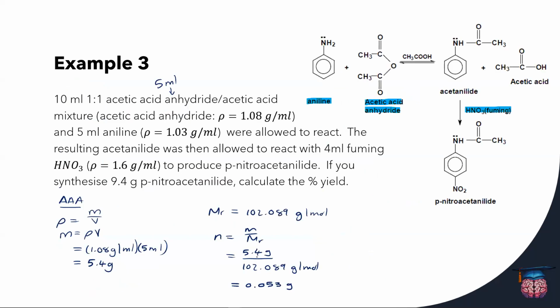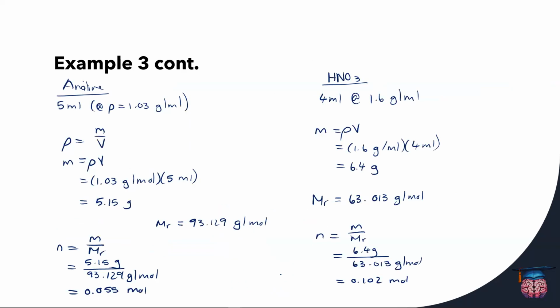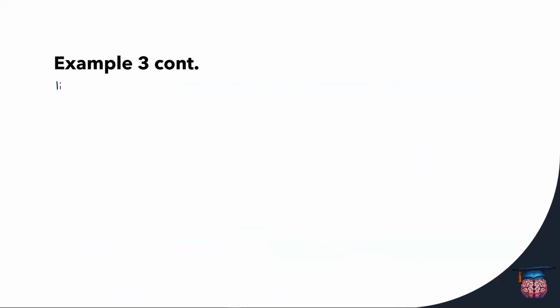So now, comparing the mole values, we have that aniline has a smaller mole value than fuming nitric acid, and that the acetic acid anhydride is the smallest mole value at 0.053. So now we go and calculate. The limiting reagent is the acetic acid anhydride with a mole of 0.053.